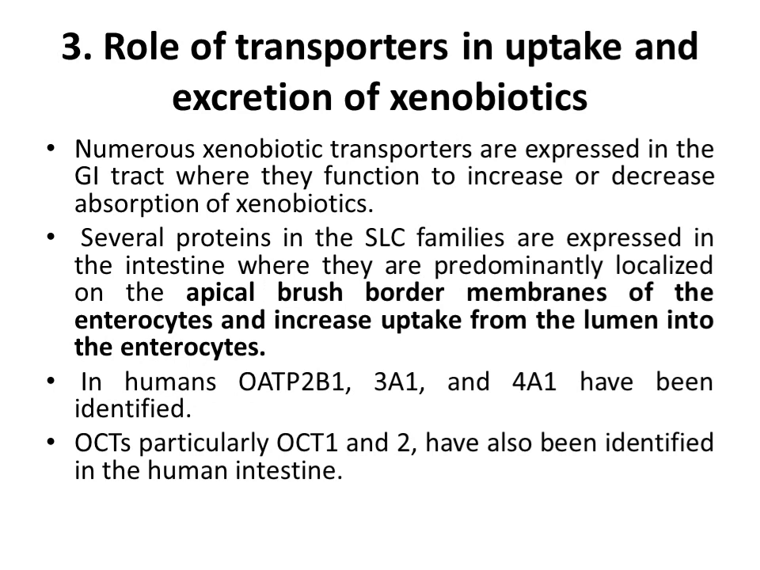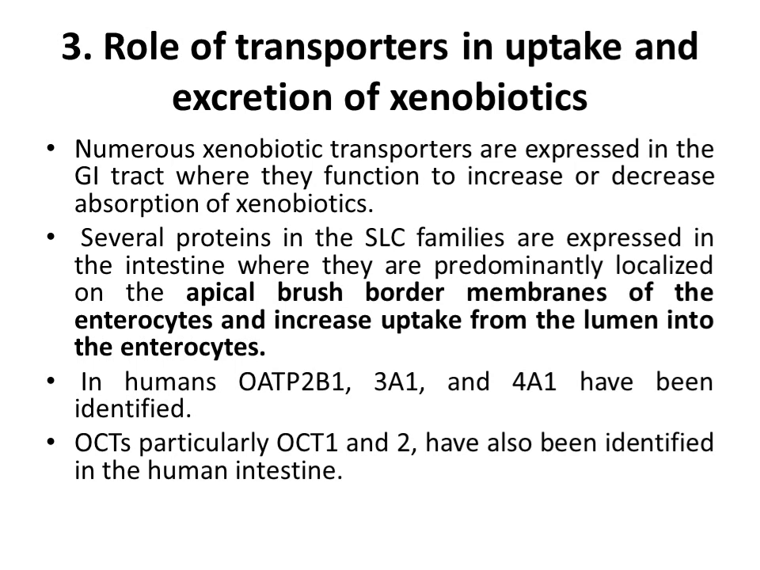Then the third factor which influences absorption across the GIT is the role of transporters, which have a role both in uptake as well as in excretion. There are a large number of transporters expressed in the GIT, and they significantly influence the absorption as well as excretion of the xenobiotic. Most of them belong to the SLC family, and they are present primarily in the intestine, in the apical brush border, and they are responsible for taking up the xenobiotic from the lumen into the enterocyte.